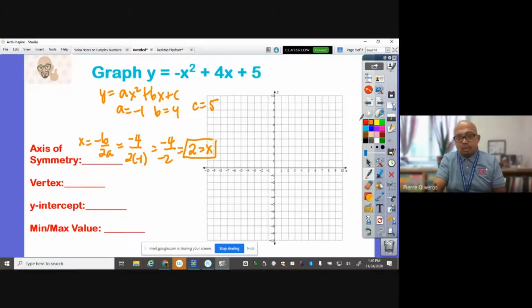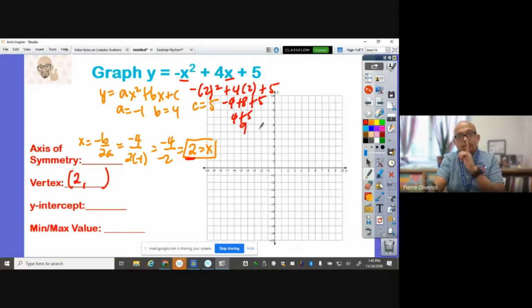In order for us to find the vertex, we know that this is already 2 because of the axis of symmetry. And for us to find the y-coordinate of the vertex, we need to plug in the 2 right here. So negative 2 squared plus 4 times 2 plus 5 will give us negative 4 plus 8 plus 5, and this will be 4 plus 5, which is 9. So therefore, this is 2 comma 9.